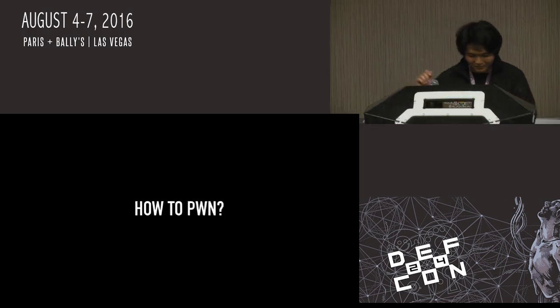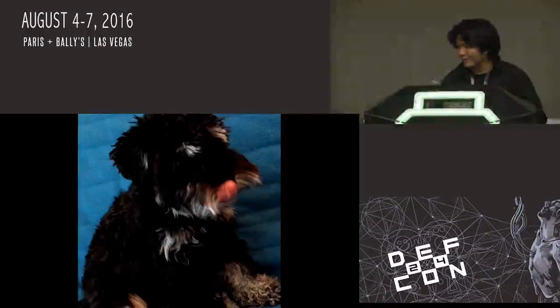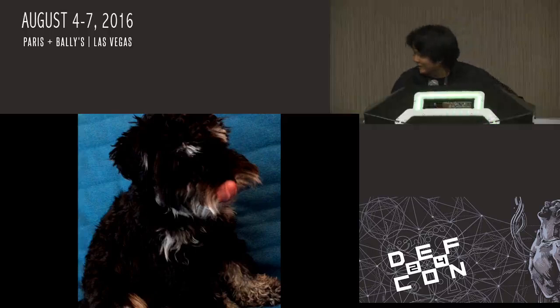Okay, now for the fun stuff: how to pwn. How much time do we have left? Cool. Okay, so there's a short video. This is Gunter. He's a dog. He's a mini schnauzer, and he's my best friend's dog. So let's just see how this analogy pans out.